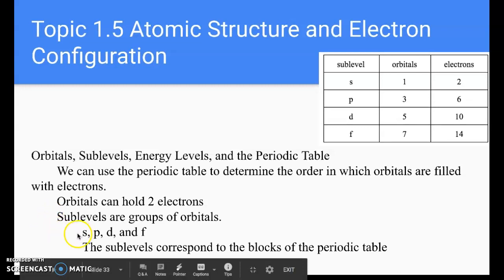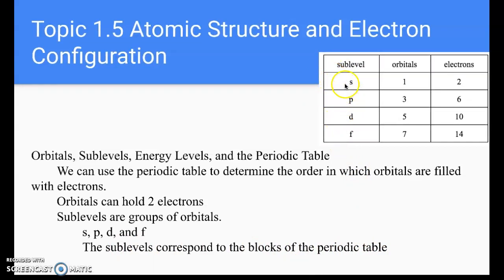And there's 4 different types. There's S, P, D, and F sublevels. And these sublevels correspond to the blocks on the periodic table. So up here in this table, you can see the different sublevels. And this is how many orbitals are in each sublevel. And this is also the number of electrons.